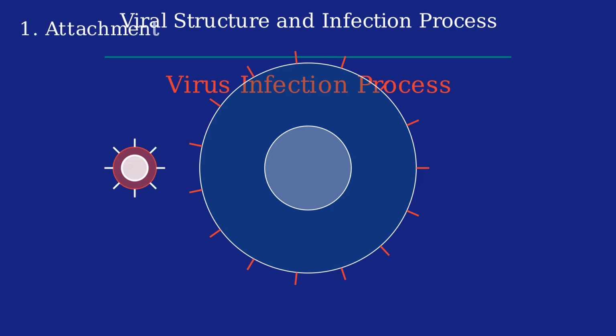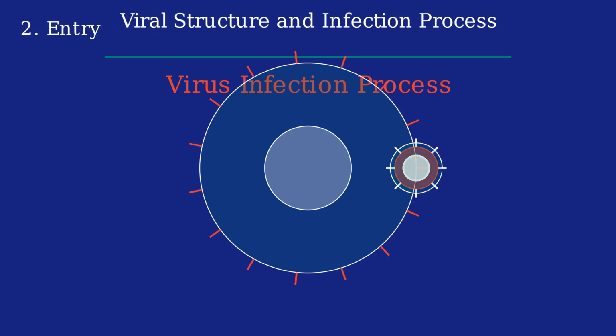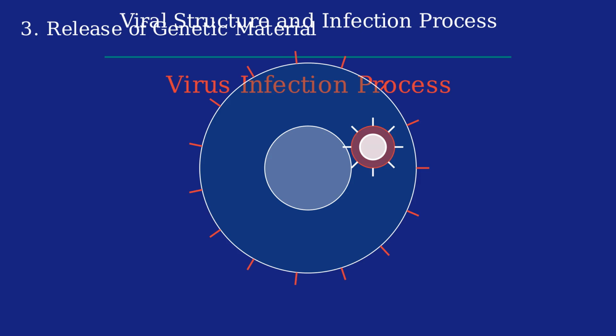The infection process begins when a virus attaches to a host cell using specific proteins on its surface that bind to receptors on the cell membrane. After attachment, the virus enters the cell either by endocytosis, where the cell engulfs the virus, or by fusion of the viral envelope with the cell membrane. Once inside, the virus releases its genetic material by shedding its protein coat.